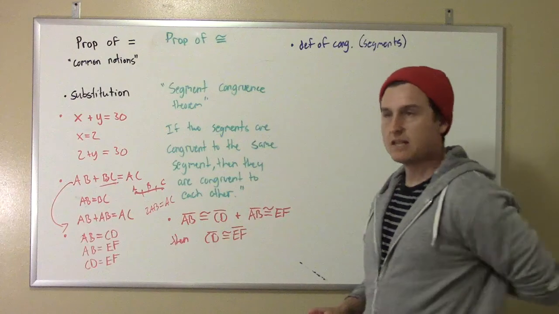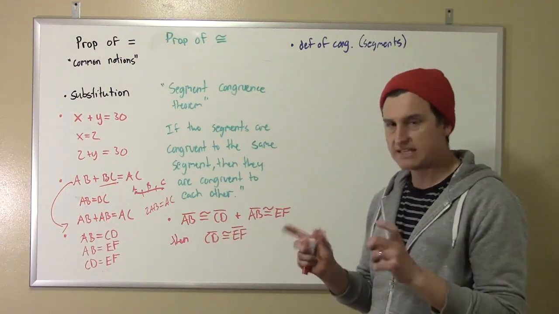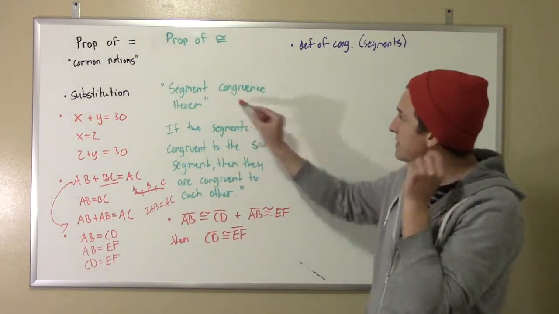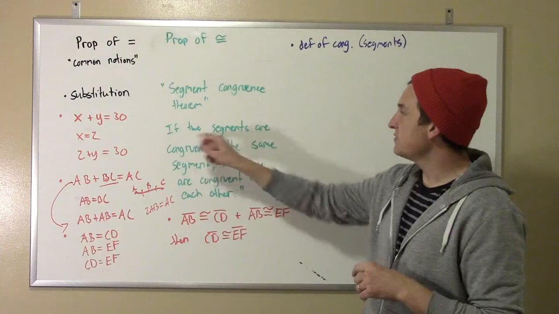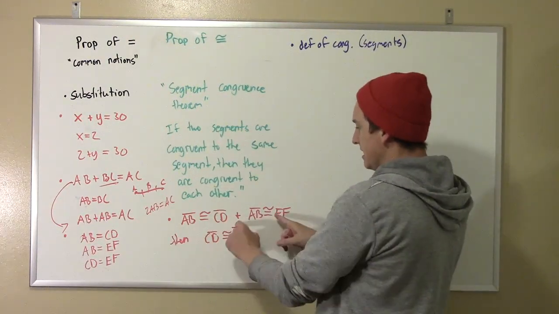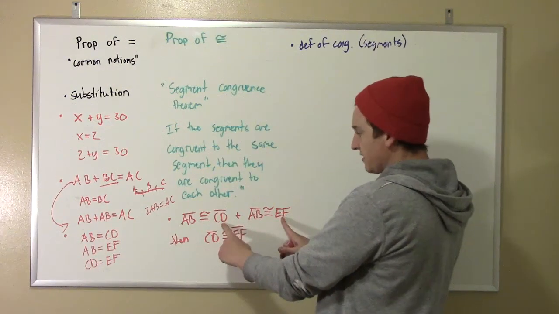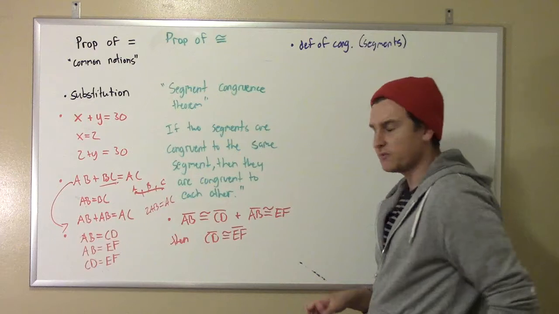So if we can prove this, then we can extend our transitive property so that the ordering doesn't have to matter as much. And we're going to call this the segment congruence theorem. The idea here is if two segments, these two guys, are congruent to the same segment, then these have to be congruent to each other. That's what we're going to try to prove here.